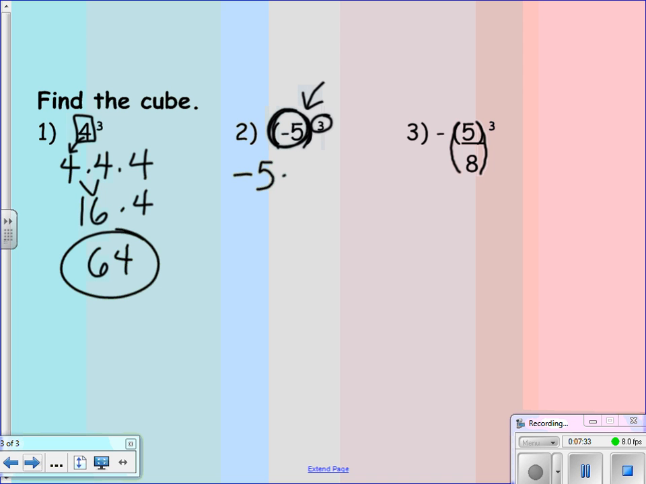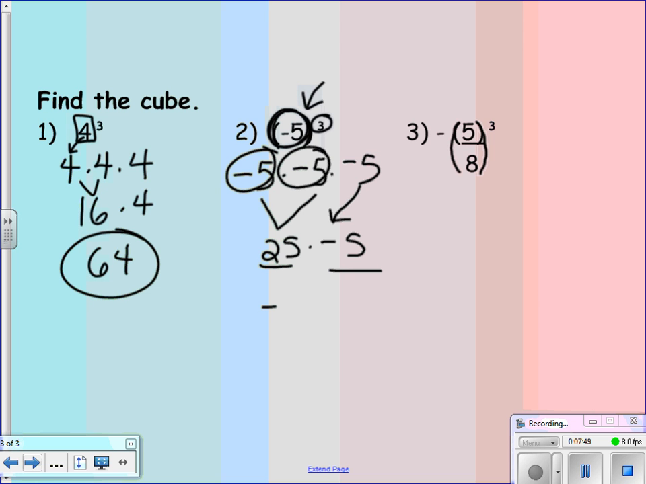It's negative 5 times negative 5 times negative 5. Well, a negative times a negative is a positive. And then I'm just going to bring down this negative 5. And a positive times a negative is going to be a negative. So I know that if the signs are the same when I'm multiplying, it's positive. But if I have different signs, like this is a positive, this is a negative, then I'll end up with negative 125. So the exponent applies to negative 5. The problem is negative 5 times negative 5 times negative 5.